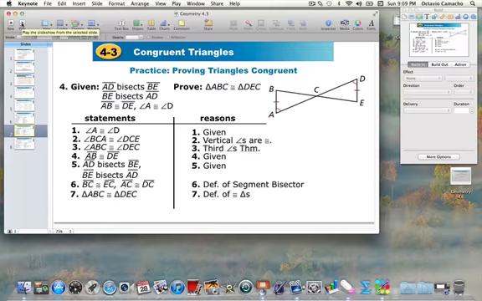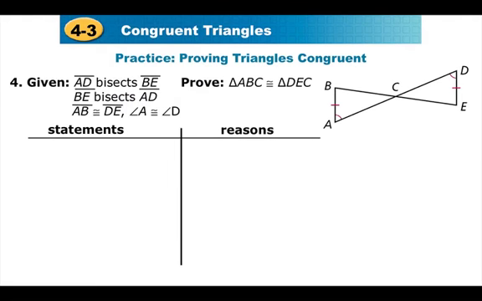Next slide. Here's number 4. So I have to prove that these two triangles are congruent. This is the given information. You have segments bisecting each other, and AB congruent to DE, and angle A congruent to angle D.